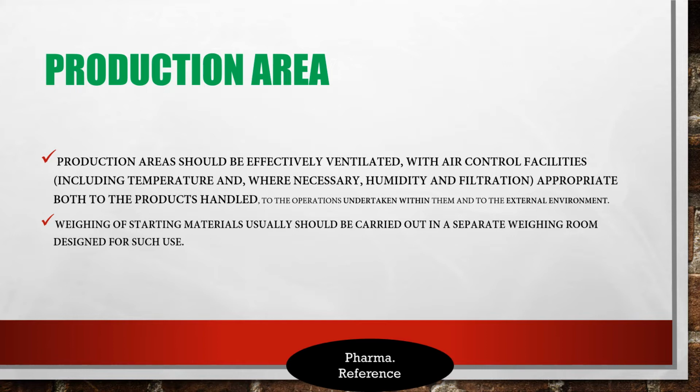Production area. Production areas should be effectively ventilated with air control facilities, including temperature and, where necessary, humidity and filtration, appropriate both to the products handled, to the operations undertaken with them, and to the external environment. Weighing of starting materials usually should be carried out in a separate weighing room designed for such use.